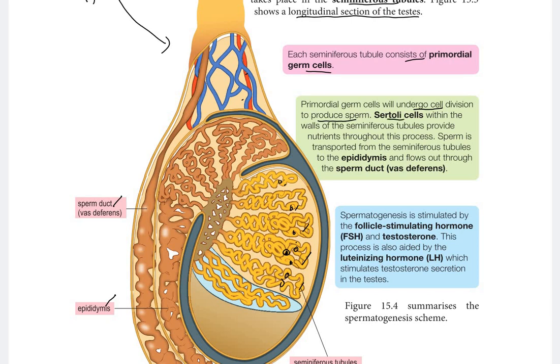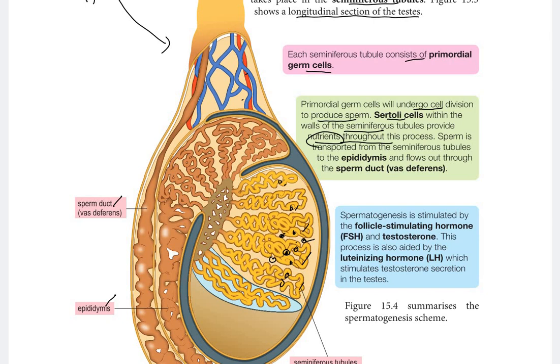Sertoli cells within the walls of the seminiferous tubules provide nutrients throughout the process. So another cell here at the wall is known as Sertoli cells. The Sertoli cell functions to provide nutrients throughout this process. So there are two cells inside these seminiferous tubules, primordial germ cells and also Sertoli cells. The primordial germ cell will undergo cell division to produce sperm, whereas the Sertoli cell just provides nutrients for this process.